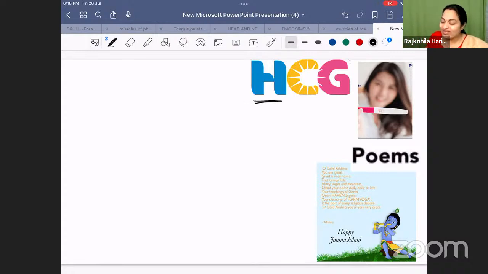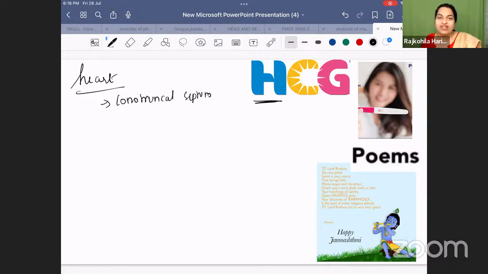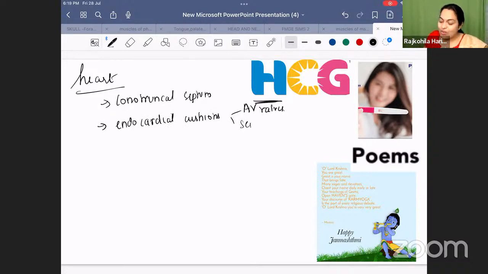So what are the derivatives of neural crests? In the heart, the neural crests are going to give rise to the conotruncal septum, which separates the pulmonary trunk and the ascending aorta. And then it's going to give rise to the endocardial cushions. What are these endocardial cushions going to give rise to? The atrioventricular valves and the semilunar valves. So the neural crests play an important role in the development of the components of the heart.